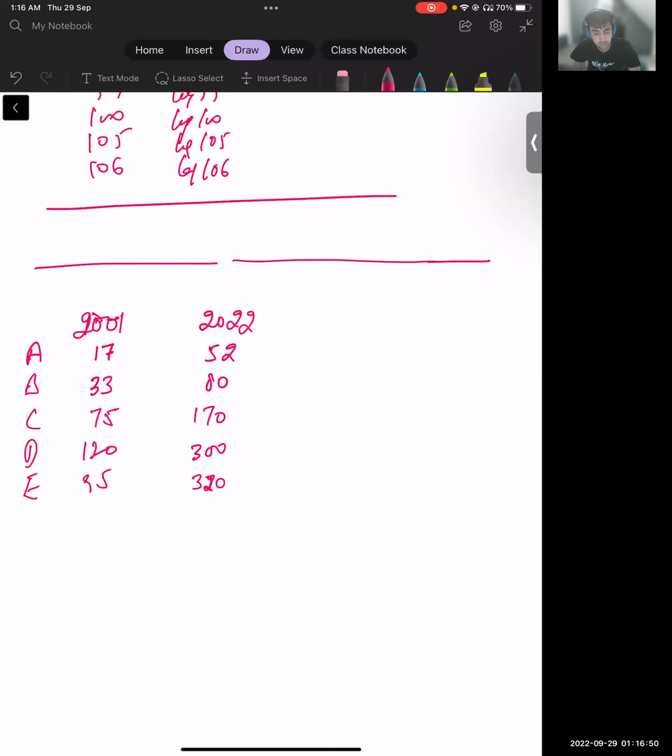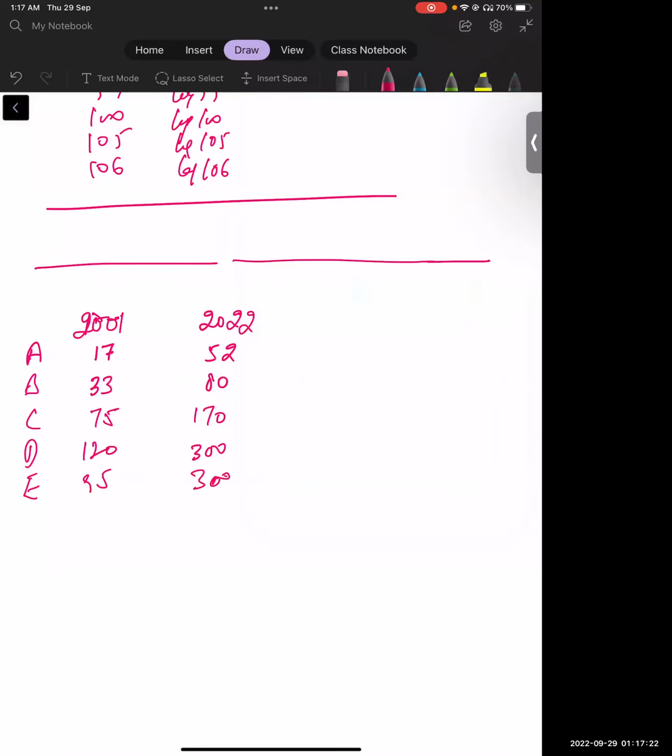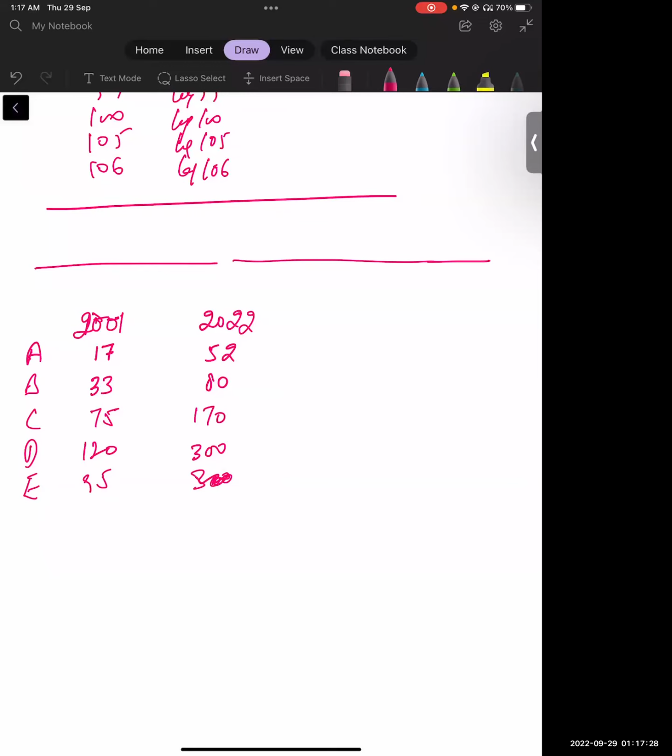Tell me, at a faster rate. It would be E. Why can't it be A? Suppose I make a little bit of change in E. If it is also 300, or let us say 290, then what will be your answer?